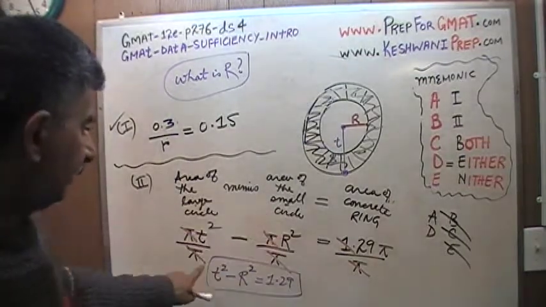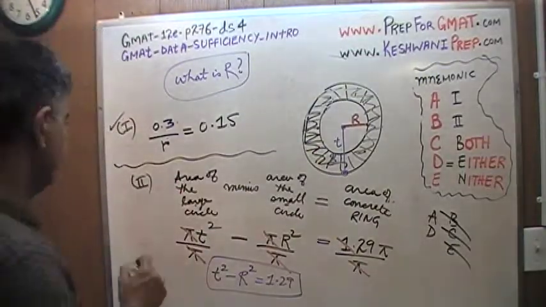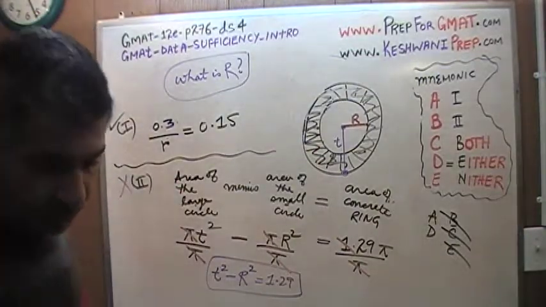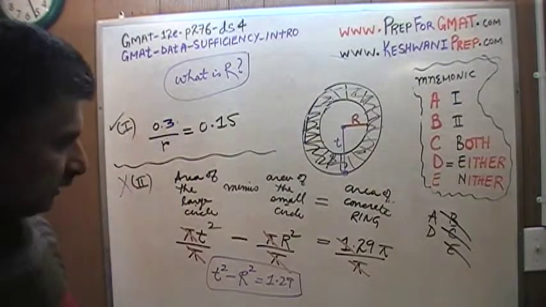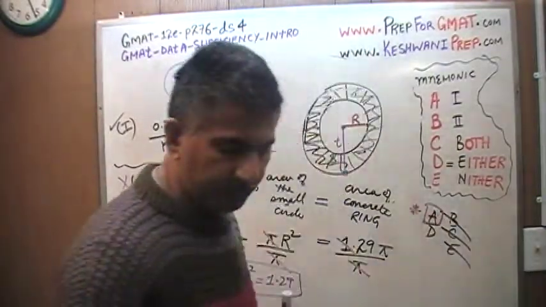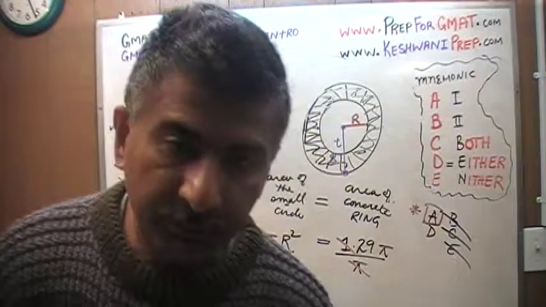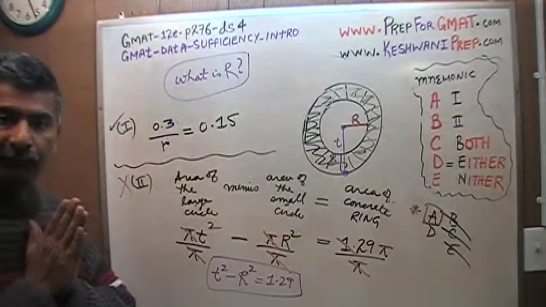And the second statement tells us nothing at all about the value of t. Therefore, the second statement by itself is not enough. It does not do the job of telling us what r might be. Therefore, the answer is A. The answer is A in this case. And that's all there was. That's the end of it. I hope you found it helpful.